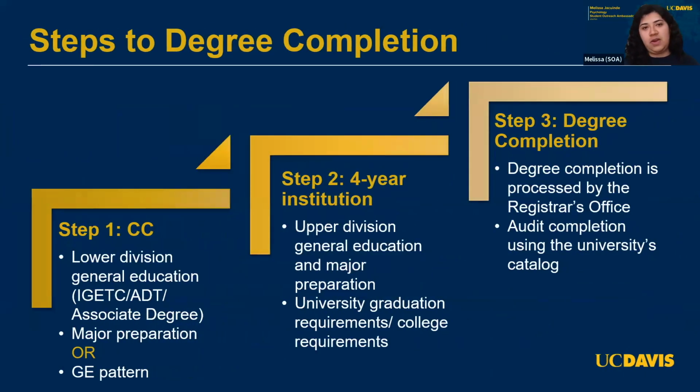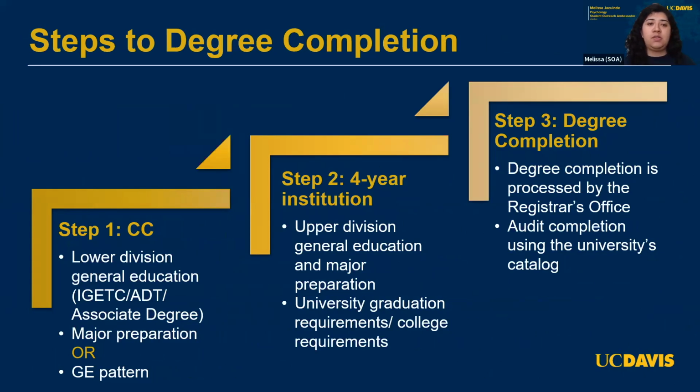I really like this graph. So in order to have a successful transfer process, students need to understand how degree completion works. And we always encourage students to go to the university catalog of their school of interest and to get familiar with the requirements. So for degree completion, we have three major steps or milestones.